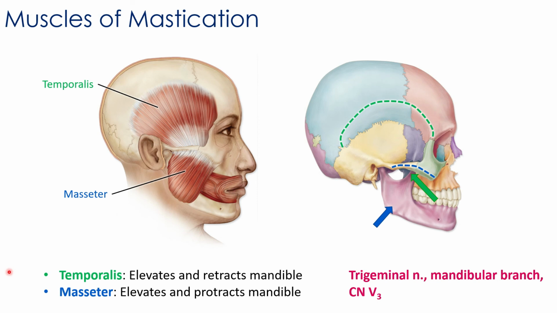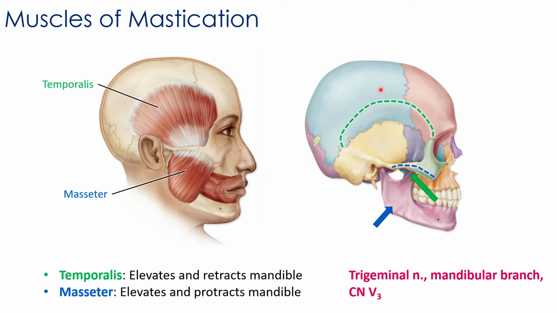These are muscles that are involved with the process of chewing and swallowing, as I said, and they help to move the mandible and work on the temporomandibular joint. All of these muscles are innervated by cranial nerve number 5, specifically the 3rd branch, or the mandibular branch of this trigeminal nerve. The muscle that you can see here that I've tagged in green is the temporalis, and the temporalis elevates and retracts the mandible, while the masseter, the one I'm tagging in blue, elevates and protracts the mandible.